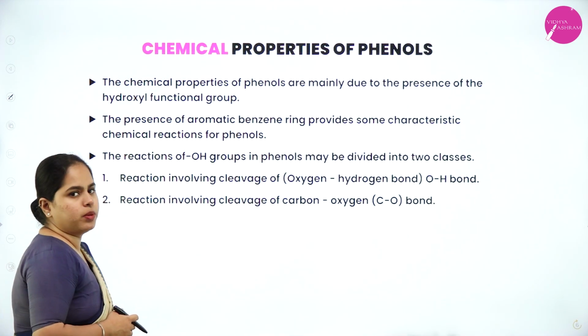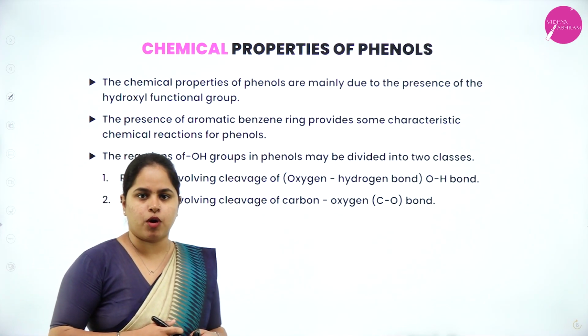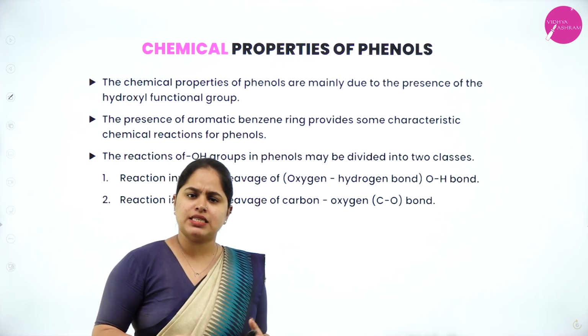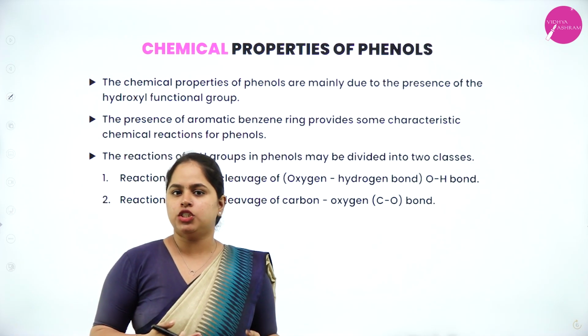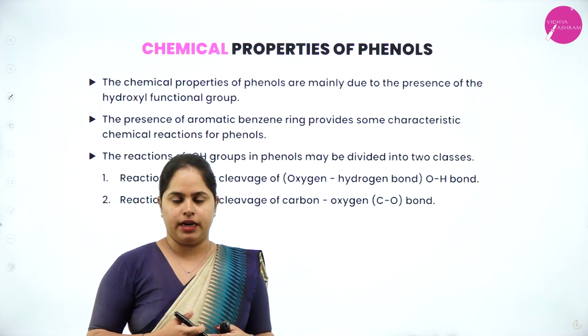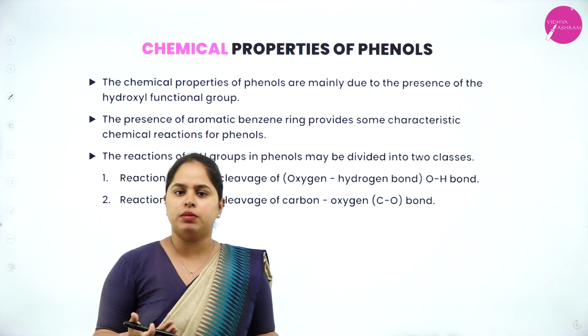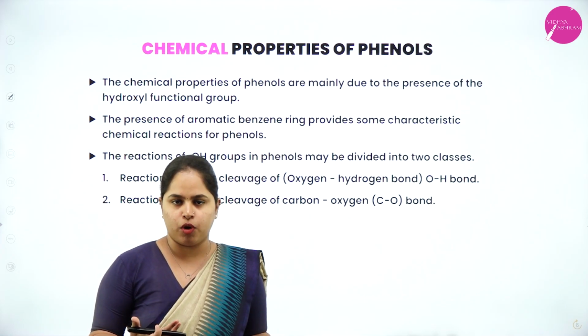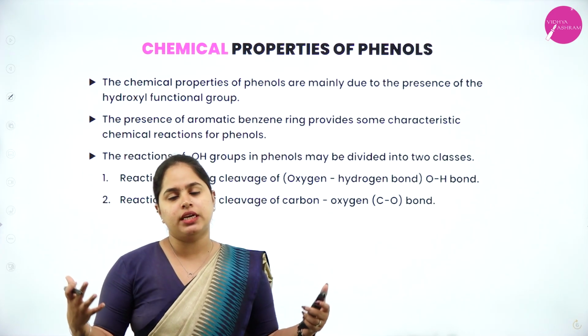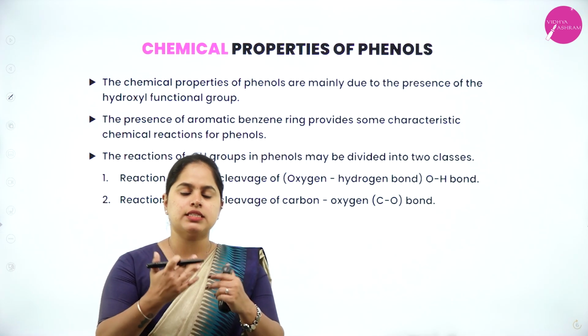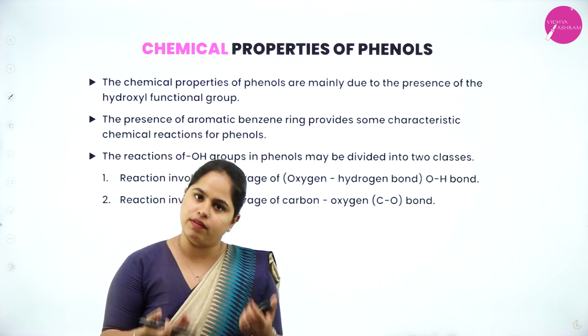Now, chemical properties of phenols. Those were the physical properties that you have to remember, and the same goes for branching and increasing number of carbon atoms. If more and more carbon atoms are included, of course the boiling point will increase, and if the branching increases, the surface area will decrease. Because of that, the boiling point will decrease.